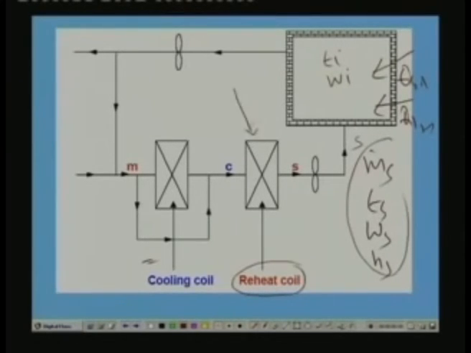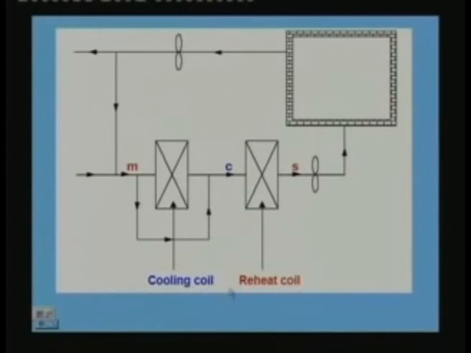Okay. So, this is a reheat coil. First, the air is cooled and dehumidified in the cooling coil, then it is sensibly heated in the reheat coil. So, first you cool the air and remove the moisture, that means it is a cooling and dehumidification process, and once you remove the moisture, you sensibly heat the air by passing it through the reheat coil, so that you get the required supply air condition.